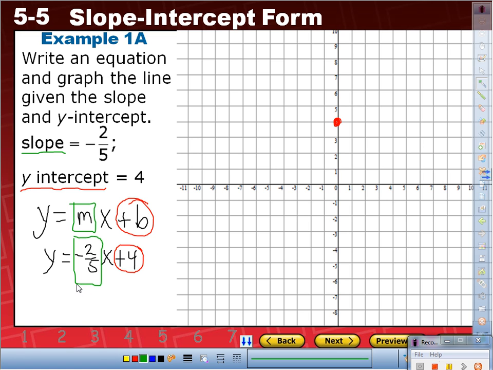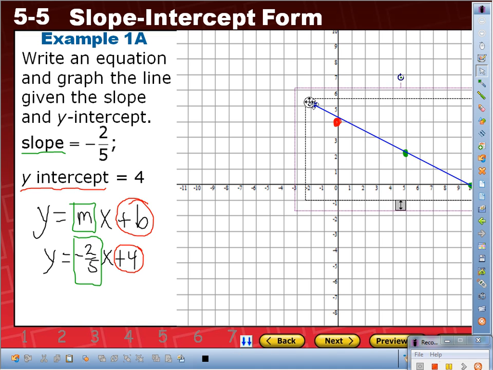Next, step 3, I identify the slope and use that to plot points. So check this out. It says 2 steps down, 5 to the right. So I'm going to start here. I'm going to take 1, 2 steps down, 5 to the right, 1, 2, 3, 4, 5, and I plot my point. Right there, I do it again. From here, 2 steps down, 1, 2, then 1, 2, 3, 4, 5. And then once I have my points, now I graph my line. Here it goes. There it is. And that's how you graph your line.